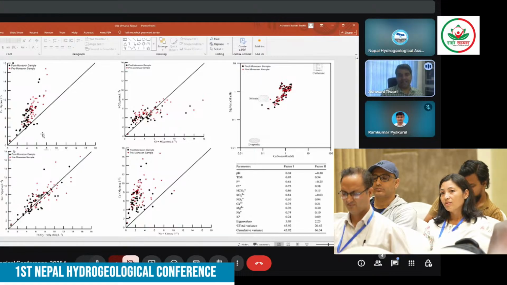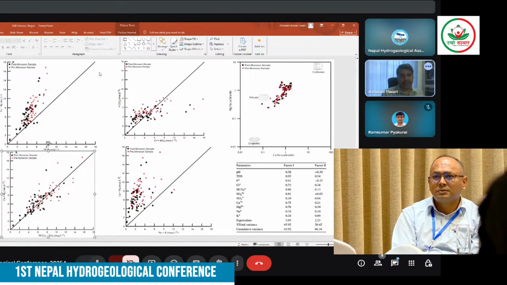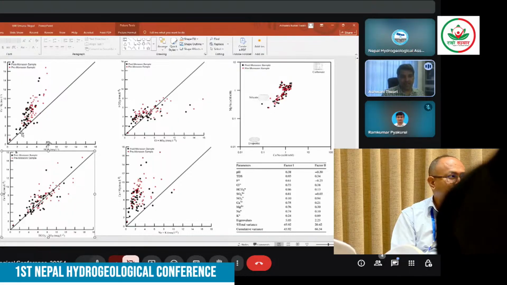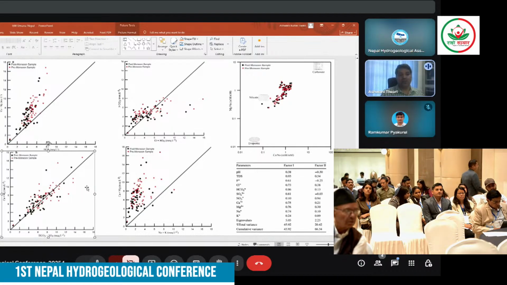Now we have plotted some scatter plots to understand this. If you see plot number 1, between calcium plus magnesium versus bicarbonate, if samples fall on the line it indicates calcite or dolomite dissolution, but here the samples plot in excess towards calcium and magnesium, which indicates a non-carbonate source. And if you see diagram 2B, which is calcium plus magnesium versus bicarbonate plus sulfate, you can see a good correlation.